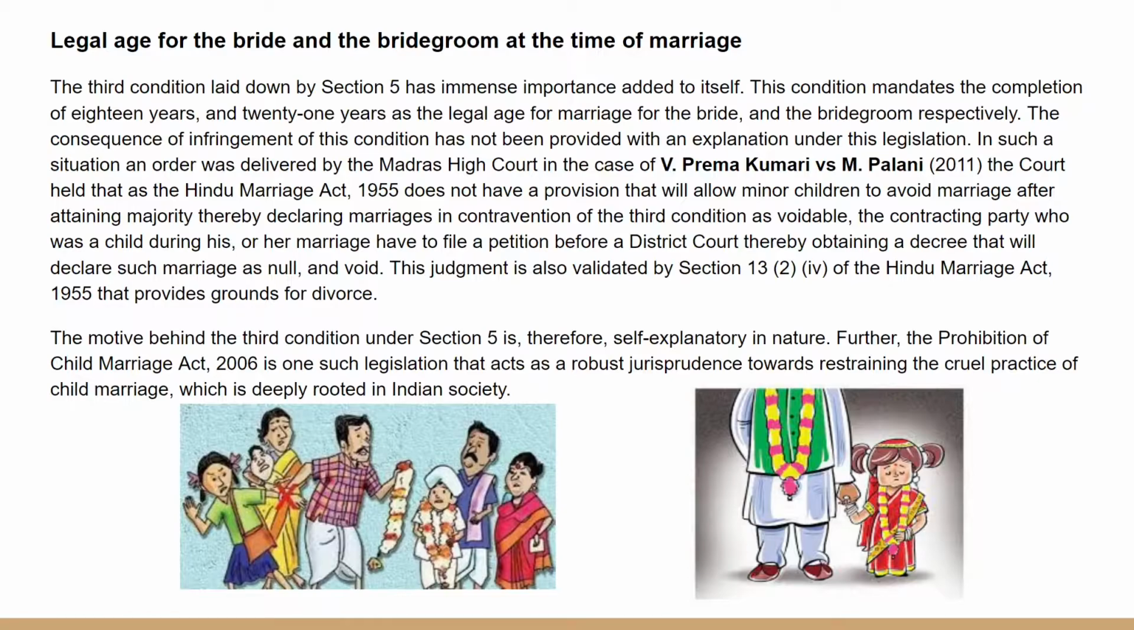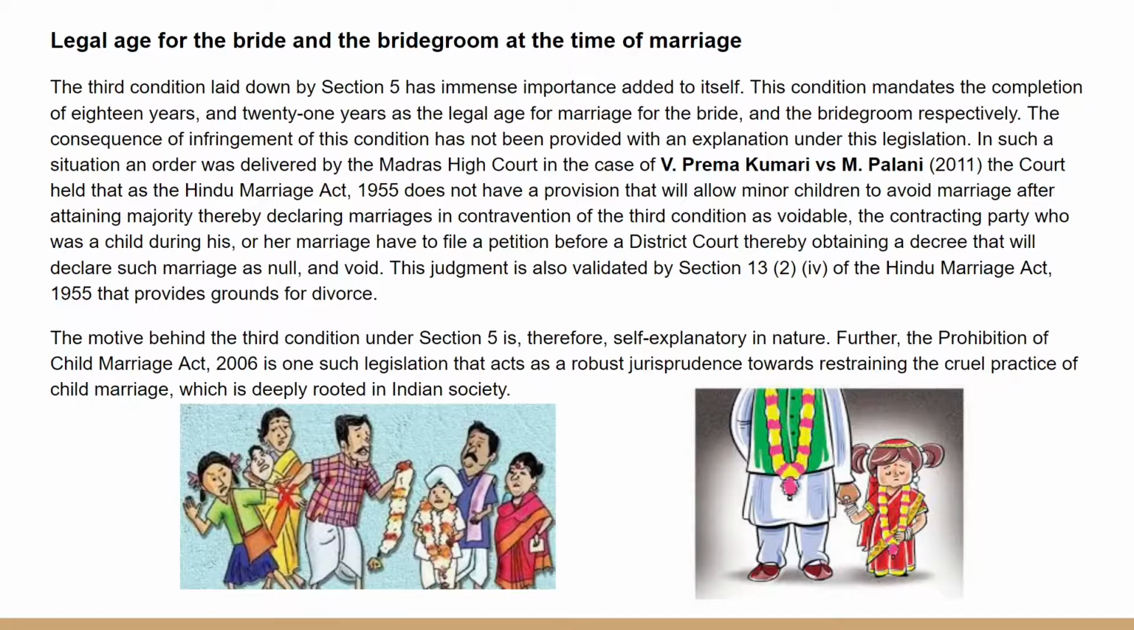In such a situation, an order was delivered by the Madras High Court in the case of V. Prema Kumari v. M. Palani, 2011. The court held that as the Hindu Marriage Act, 1955 does not have a provision that will allow minor children to avoid marriage after attaining majority, marriages in contravention of the third condition are voidable. The contracting party who was a child during his or her marriage has to file a petition before a district court, thereby obtaining a decree that will declare such marriage as null and void.